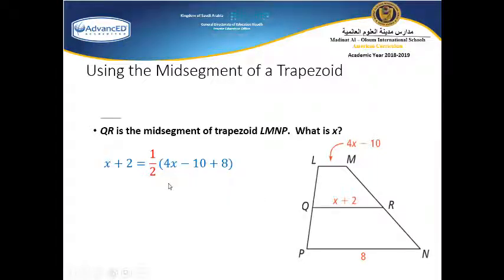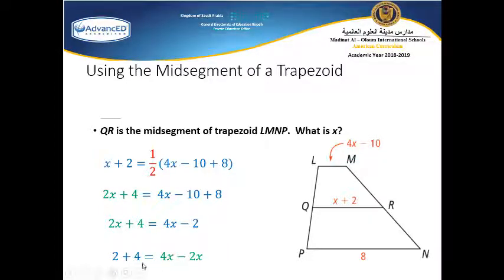By multiplying both sides by 2, then 2x plus 4 equals 4x minus 10 plus 8. Then by combining the like terms, 2x plus 4 equals 4x minus 2. By solving this equation, we get 4x minus 2x equals 2 plus 4. Then 2x equals 6. Then x equals 3.